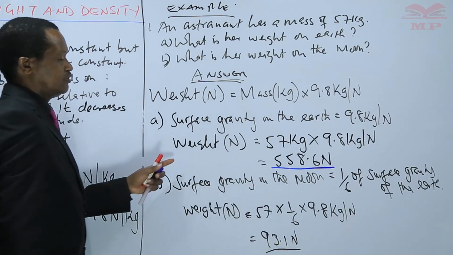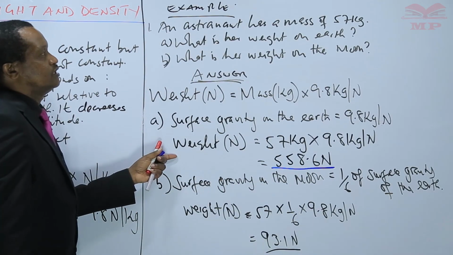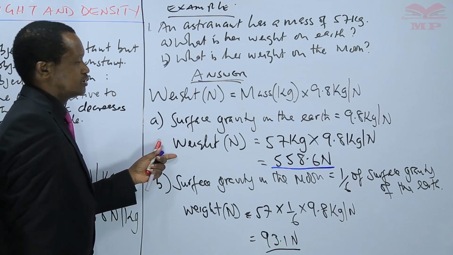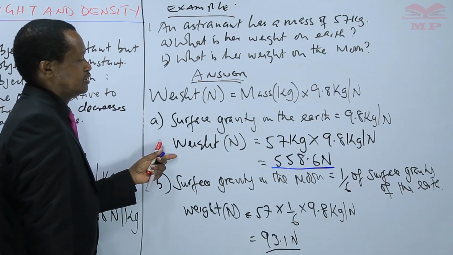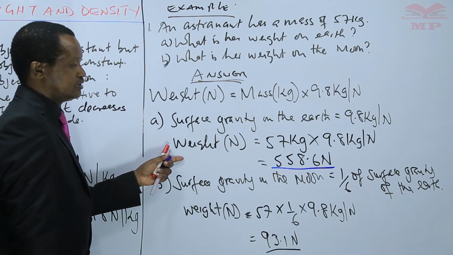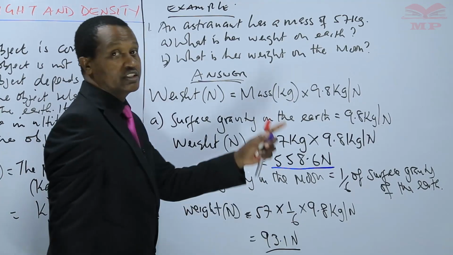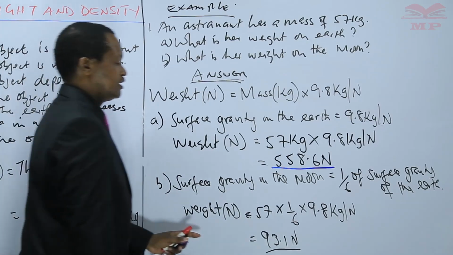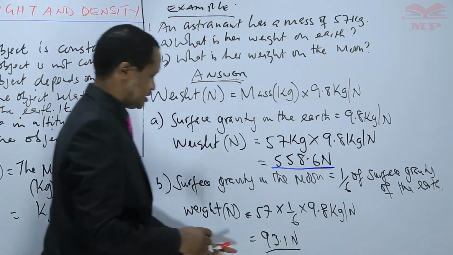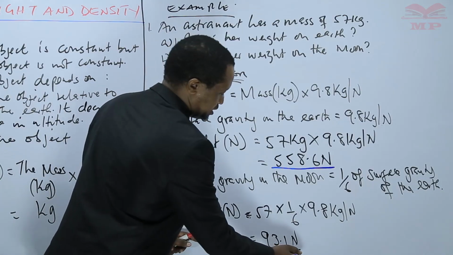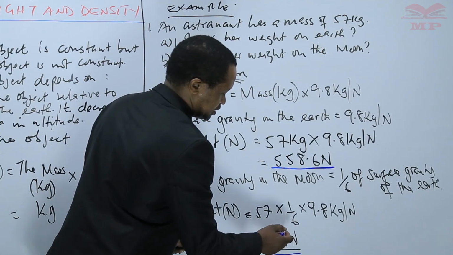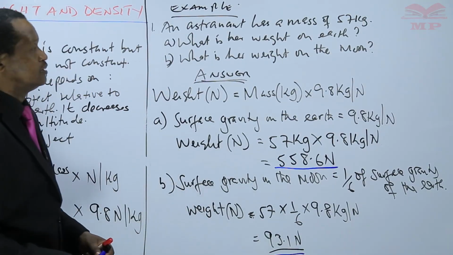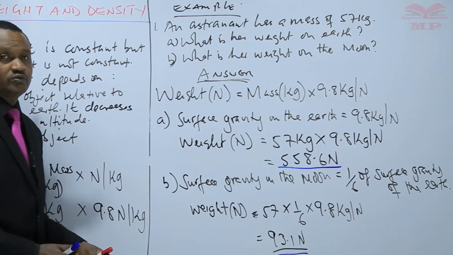This body is the body of an astronaut. The mass of the astronaut on the earth will weigh 558.6 newtons. The same mass of 57 kilograms will weigh 6 times less on the moon. So that will be 93.1 newtons. So learners, that will mark the end of today's lesson.